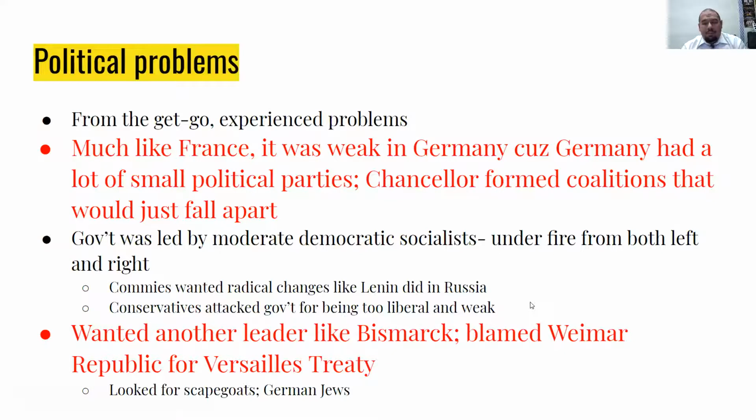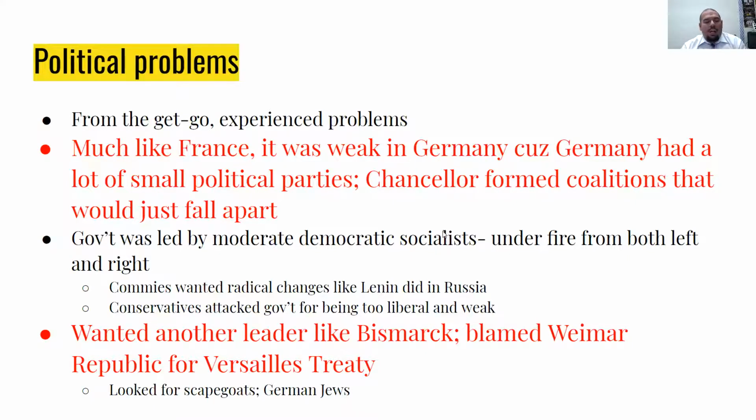So you have political problems. Right from the get-go, there are problems. And much like France, the government was weak in Germany because Germany had a lot of small political parties. The chancellor will form coalitions that would just fall apart if they didn't agree with him. And the government was led by moderate democratic socialists, and they would be under fire from both the left and the right.